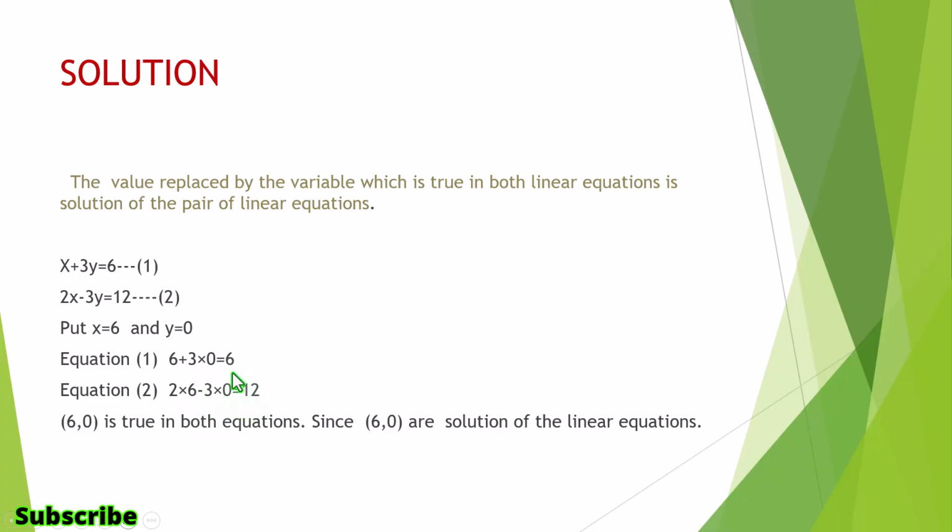Second equation, right hand side 12. Here the left hand side is also 12. So 6 and 0 are true in both equations, hence 6 and 0 is the solution of the pair of linear equations. This is the concept of the solution of a pair of linear equations in two variables.